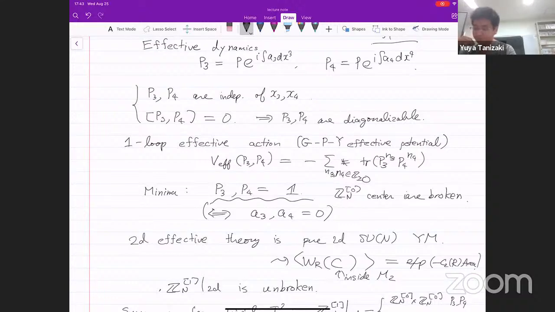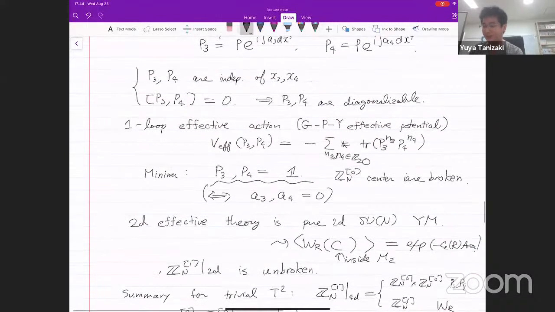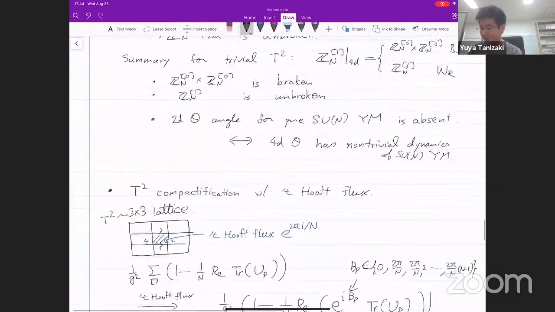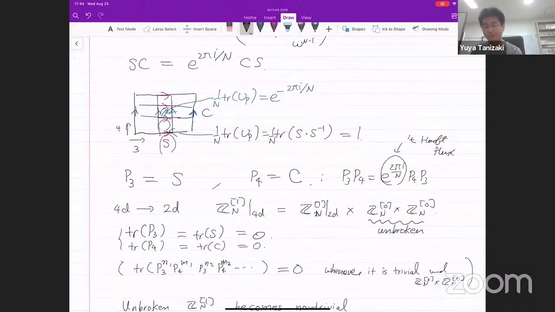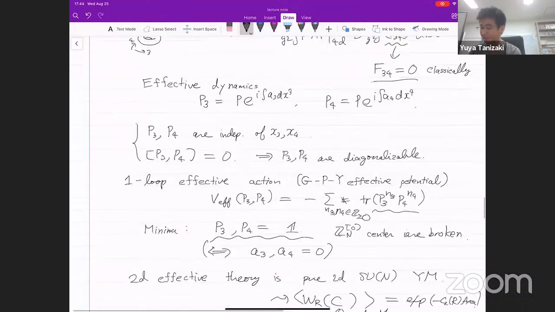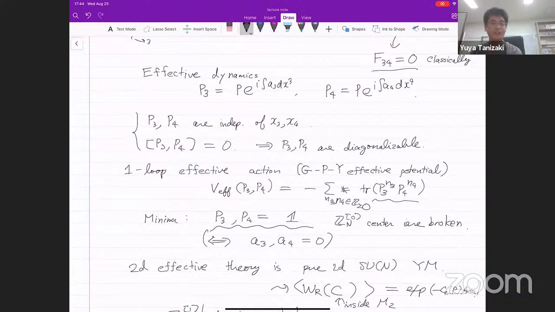To be honest, I'm not sure whether someone has computed this kind of GPY effective potential with two-torus compactification, including 't Hooft flux. Without 't Hooft flux, we already know that at least at the classical level, P3 and P4 are commuting, and when computing this kind of effective potential, the ordering of P3 and P4 is not important at all. But as we know from this classical computation, P3 and P4 have a non-trivial commutation relation due to this phase. And I'm not sure whether someone has computed this GPY effective potential knowing that P3 and P4 are really non-commuting.